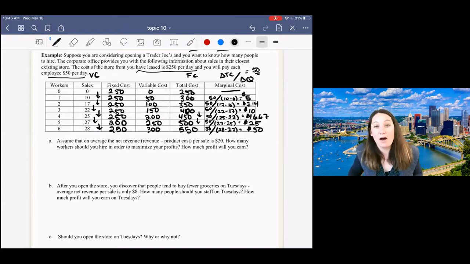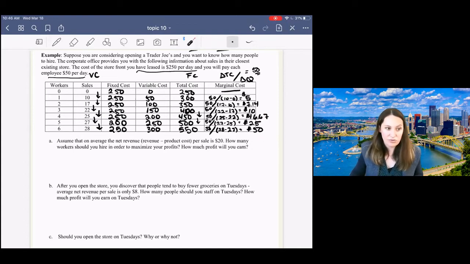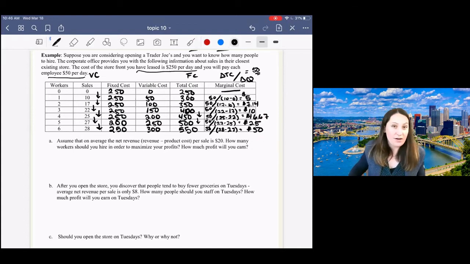All right, so now we've got the cost per additional sale, right? The cost for each additional sale, or our marginal cost, and it's increasing the more we produce. So we've done all of our calculations for the table. Now we can answer the questions.